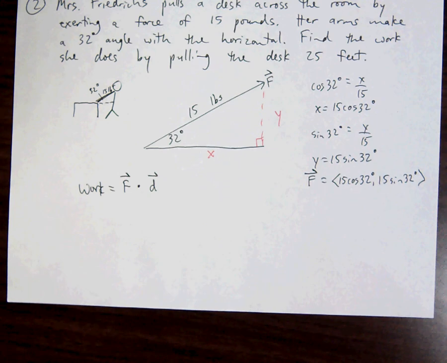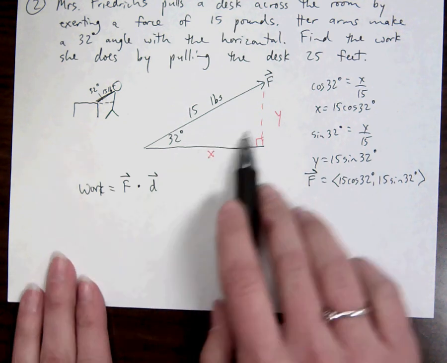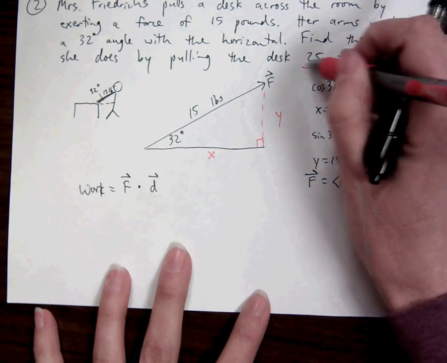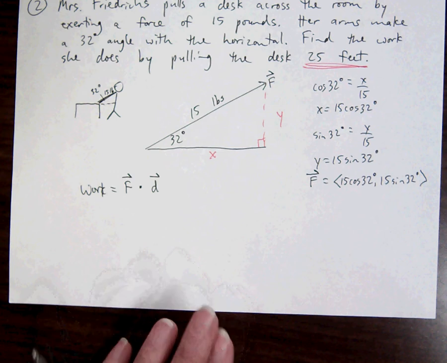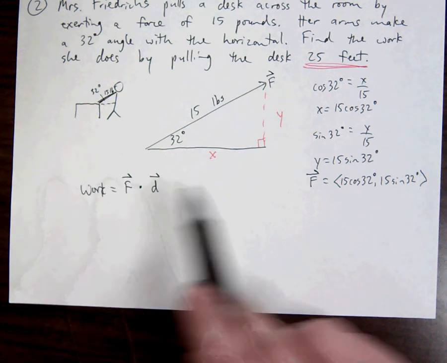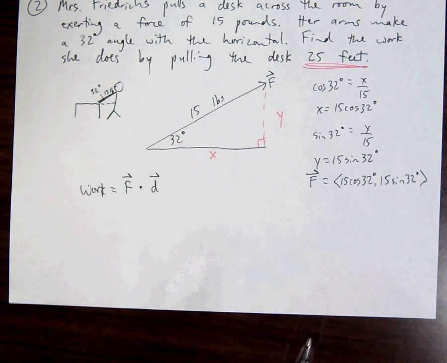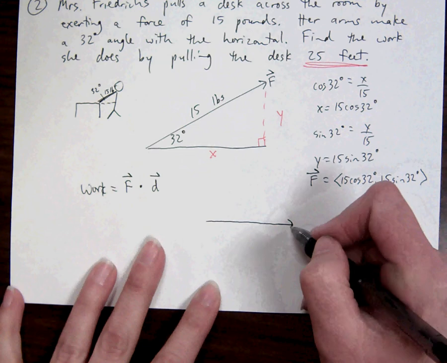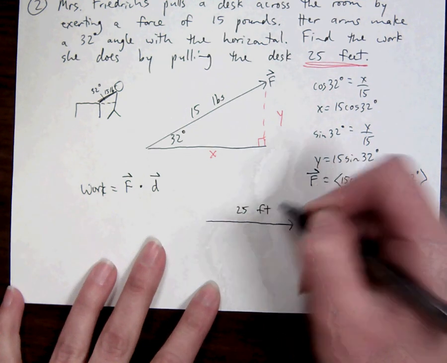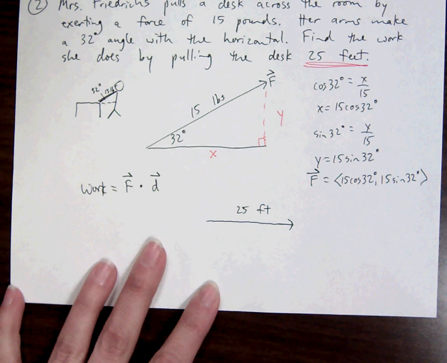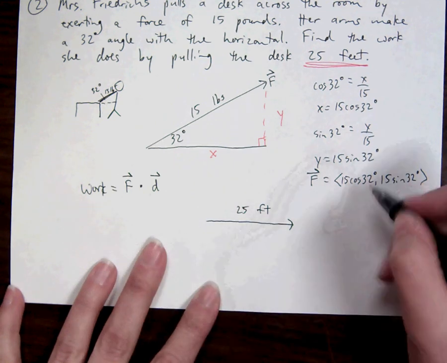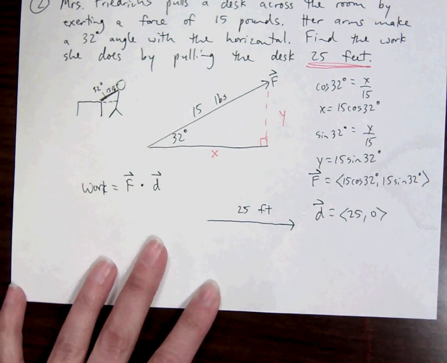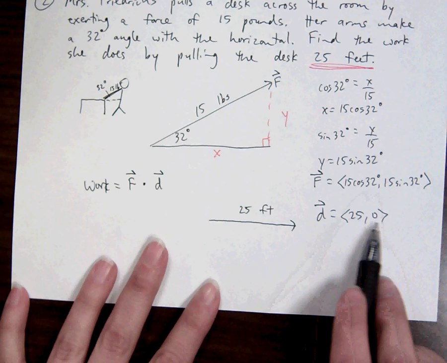Then the other thing I need to know is the distance vector. Now, this all had to do with pounds. These are in pounds. I need a totally different picture if I'm going to talk about 25 feet, a totally different vector. If you think about how I'm pulling the desk, I'm pulling it horizontally across the room. So the vector representing that is just going to be a horizontal vector. I'm not lifting it up in the air. I'm just going 25 feet. So if I think about its components, that's the x, there's no y. The vector is just 25, 0. That represents that. Again, these are in pounds, these are in feet.